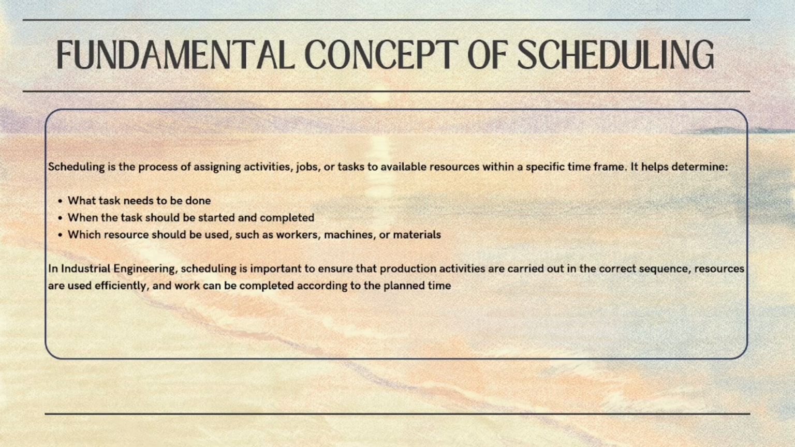Fundamental concept of scheduling. Scheduling is the process of assigning activities, jobs, or tasks to available resources within a specific time frame. It helps determine what tasks need to be done, when the tasks should be started and completed, and which resources should be used, such as workers, machines, or materials. In industrial engineering, scheduling is important to ensure that production activities are carried out in the correct sequence, resources are used efficiently, and work can be completed according to the planned time.